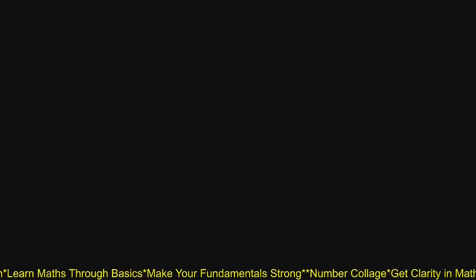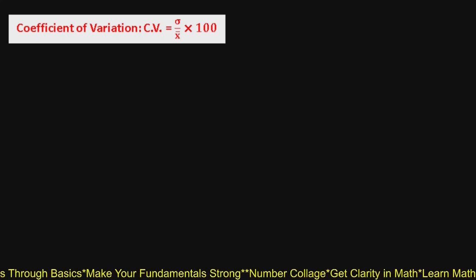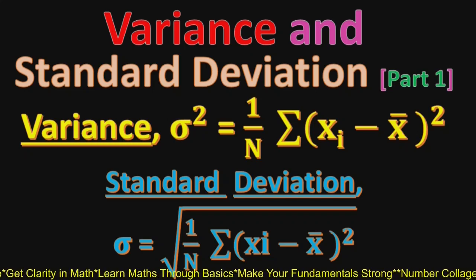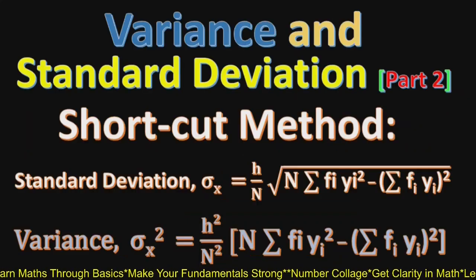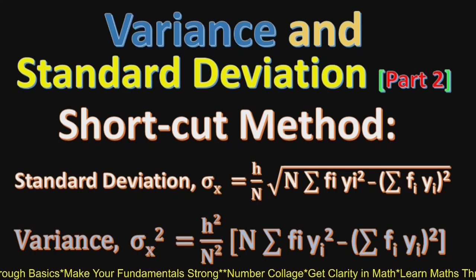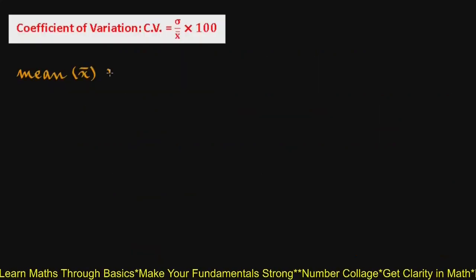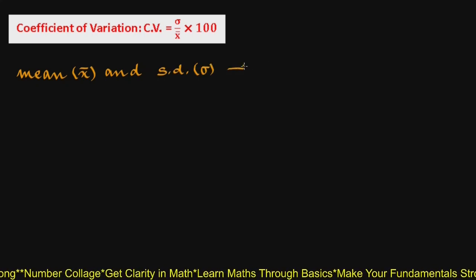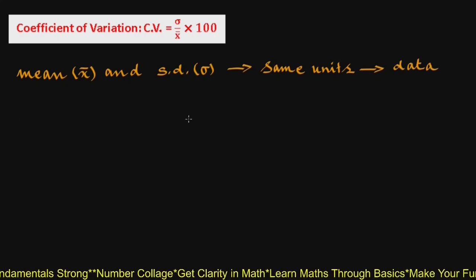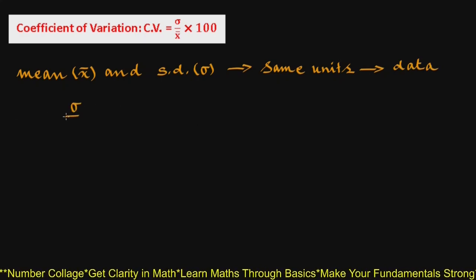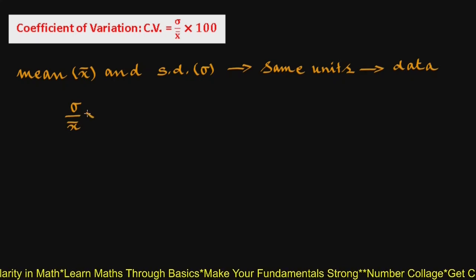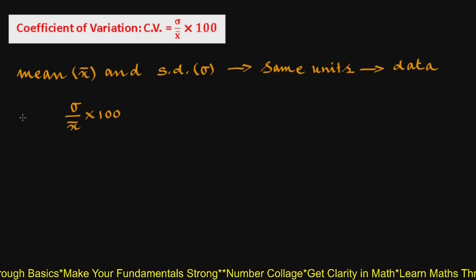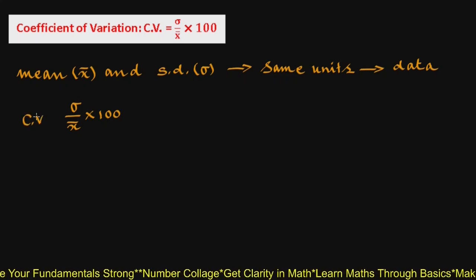In this video, we are going to study coefficient of variation, CV. In my last videos, variance and standard deviation part 1 and part 2, we have seen that mean x bar and standard deviation sigma have the same units as the data. Therefore, we can take their ratio sigma upon x bar, and if we multiply this ratio by 100, we get a percentage ratio, and this percentage ratio is known as coefficient of variation, CV.